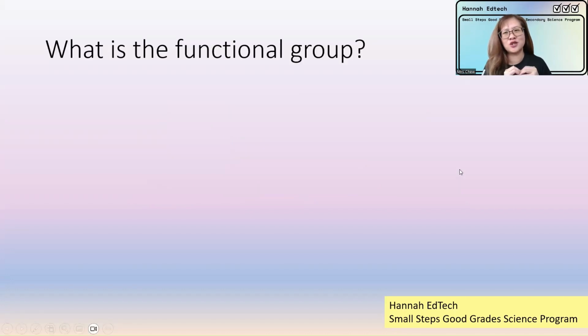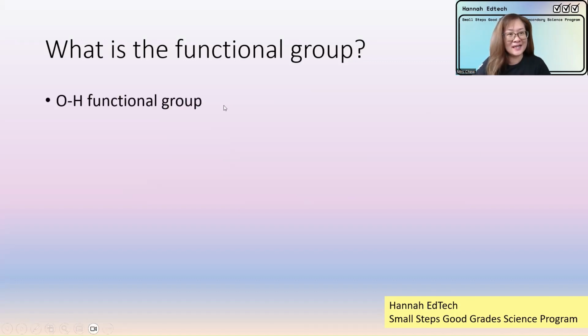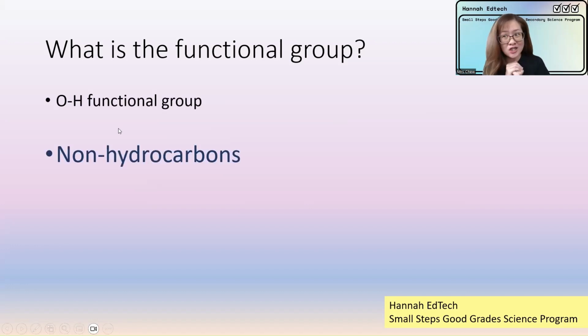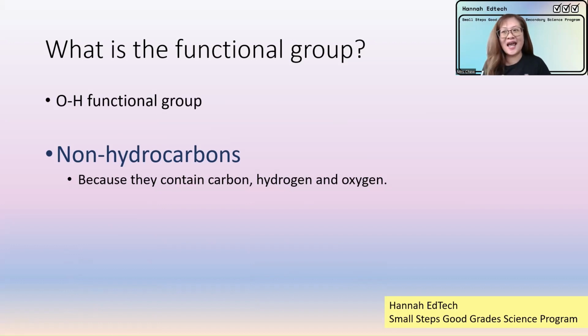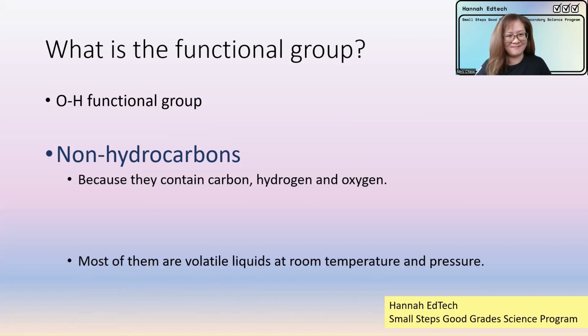First, what is the functional group of alcohol? Meaning when you see this specific group of atoms or bond in the compound, you will know, aha, this is alcohol. So the functional group is the OH functional group with a single bond here, yeah? And they are actually non-hydrocarbons because they contain carbon, hydrogen, and oxygen. So if the compound only contains carbon and hydrogen, like our alkanes and alkenes, they are our hydrocarbons.